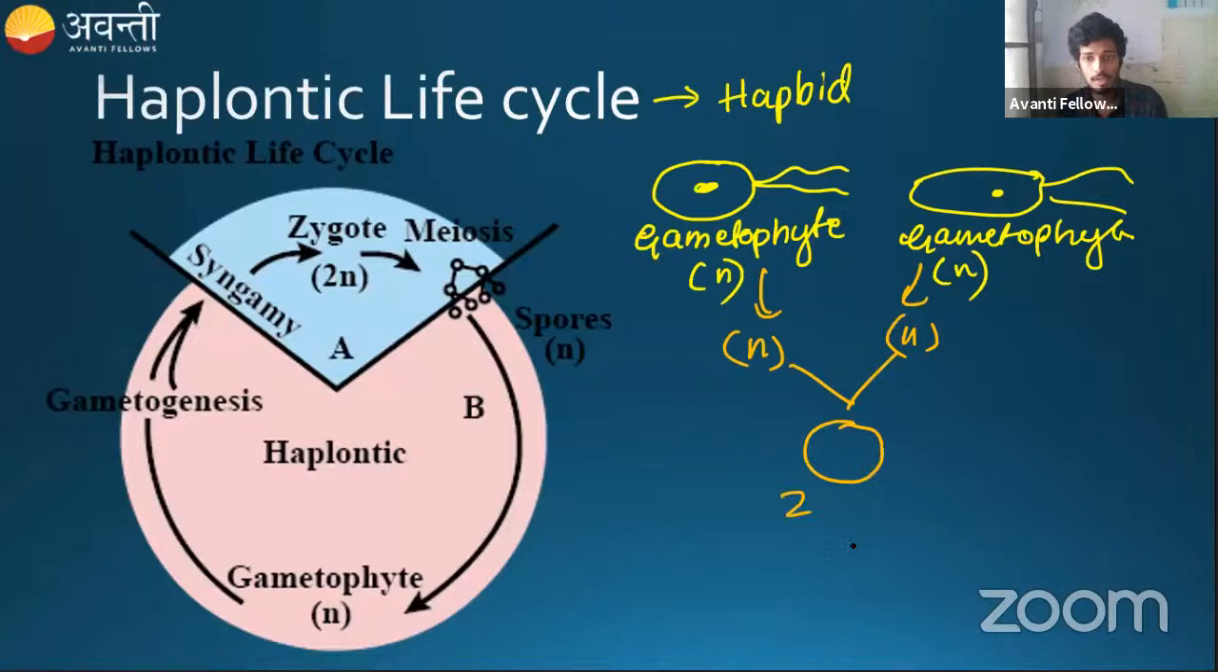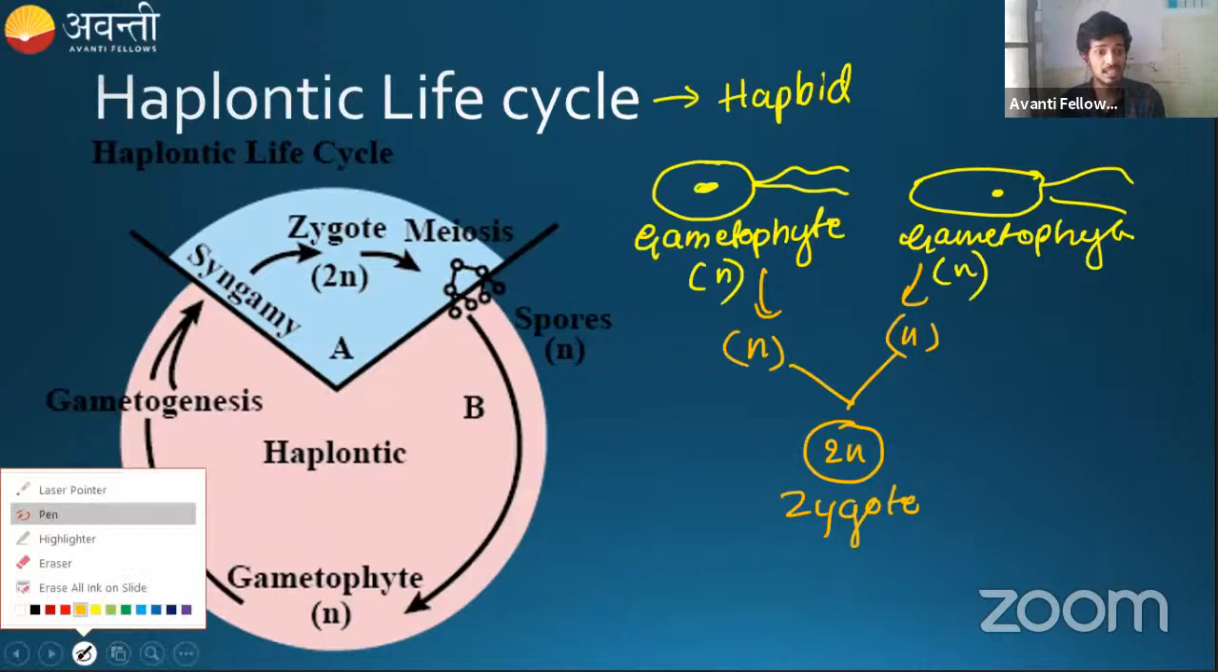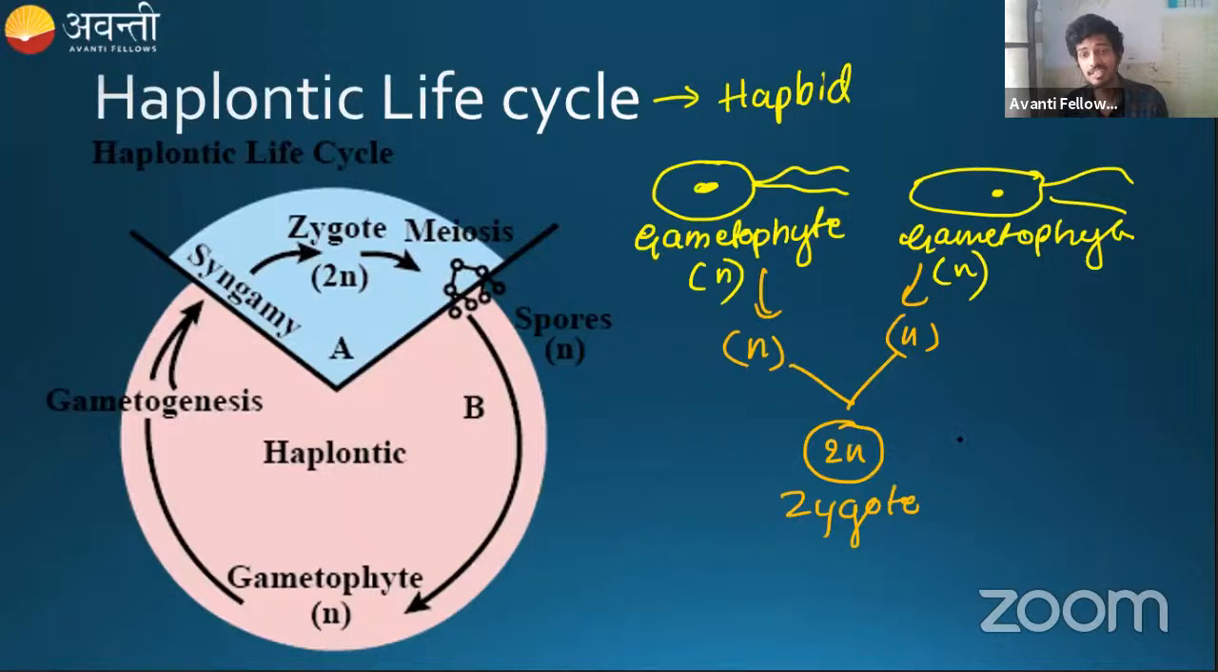This zygote will be what? This zygote will be 2N. Remember, this phase only is called the sporophyte. So why does it not produce a multicellular sporophyte? No, nothing will happen here. This zygote should be like the parents. These are the parents and it wants to be like the parents.